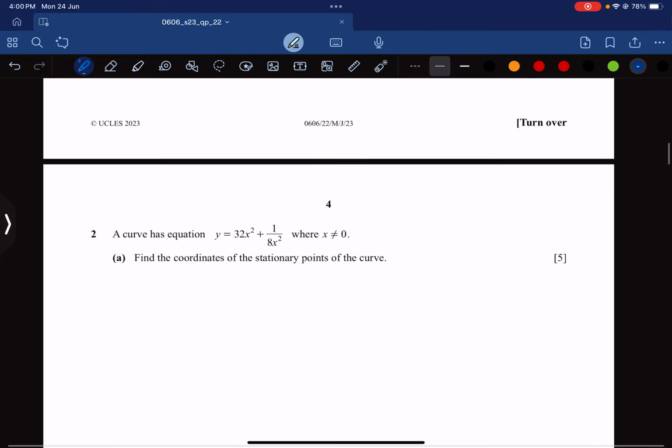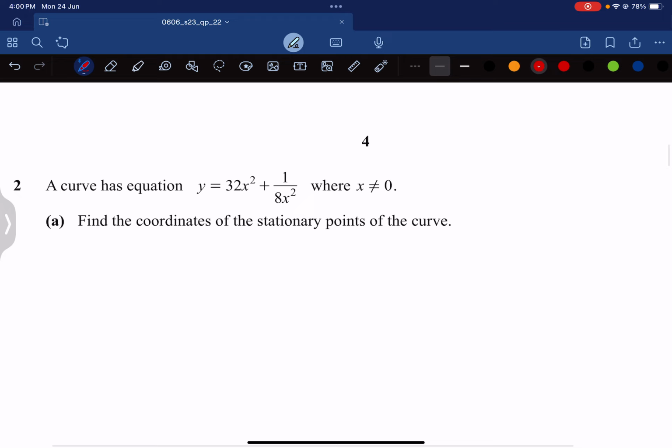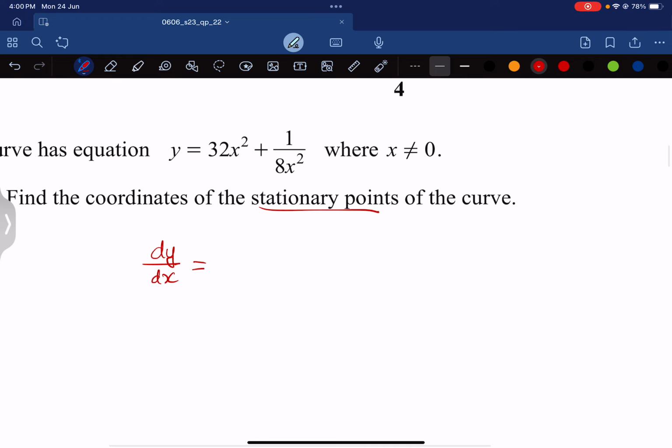Okay, let's move on. A curve has equation y equals 32x squared plus 1 over 8x squared, where x is not 0. Find the coordinates of the stationary points. So this is what I just mentioned a minute ago. So dy/dx would be 64x, and this thing, be careful, is 1 over 8 x to the power of negative 2.